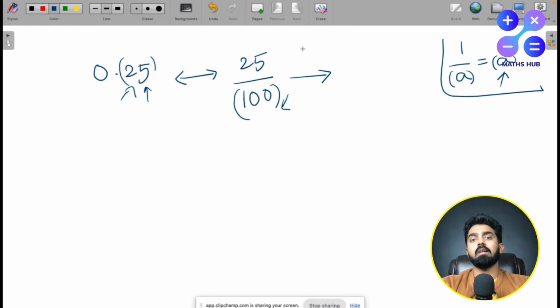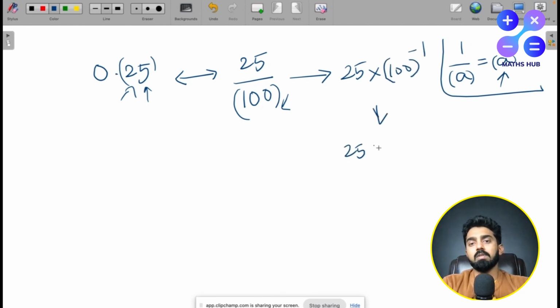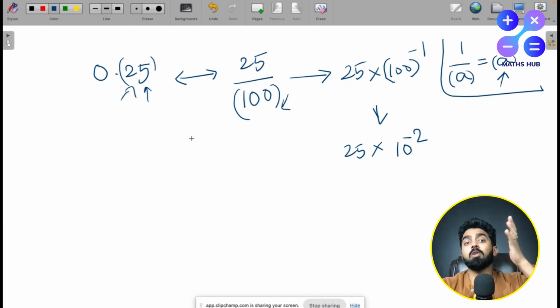So now this can be written as 25 times 100 to the power of minus 1. Or you can also write it as 25 times, since 100 is 10 squared, 10 to the power of minus 2. So this means that you can write any decimal as that number multiplied by 10 to the power of negative the number of numerals after the decimal point. So there are 1 and 2. So that's why you have a power of minus 2. Let's take one more example to make it clear.